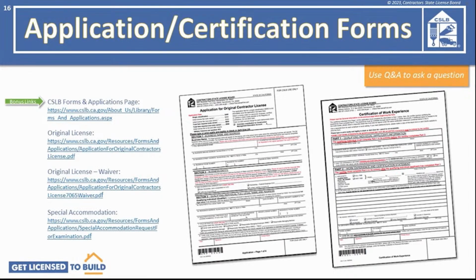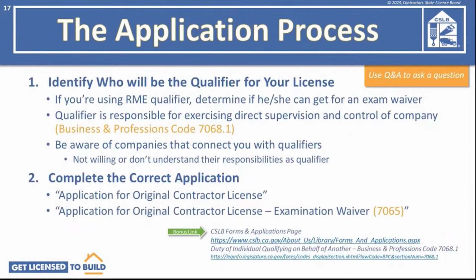On the left is the license application. On the right is the certification of work experience. You can get these forms on the CSLB website. There's a bonus link on the left side of the page, so be sure to download this presentation. We will give you a closer look at the different sections of these forms a little later. Okay, now let's break down the steps of the application process.